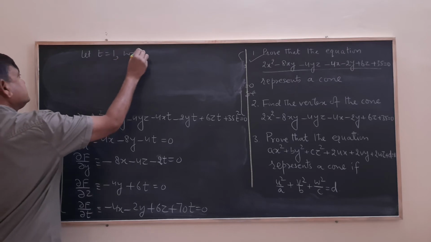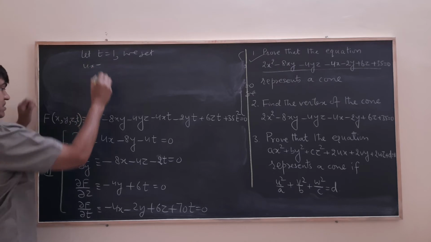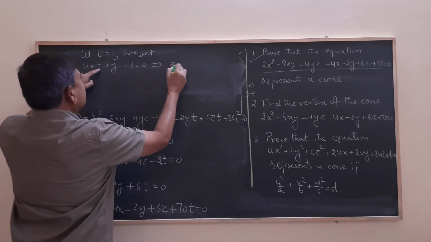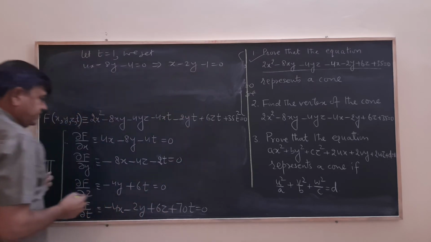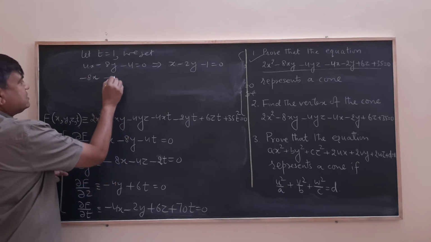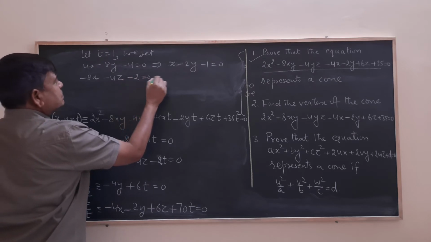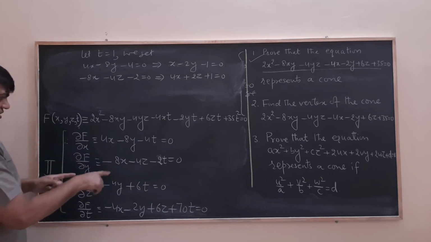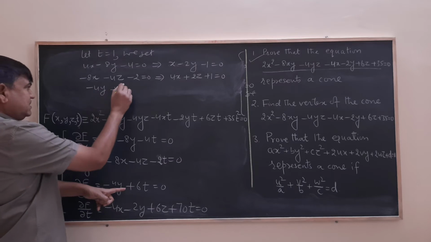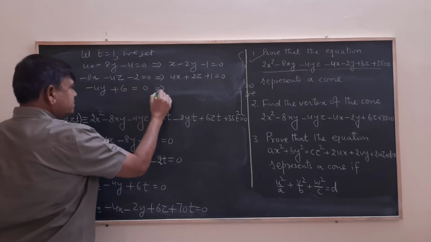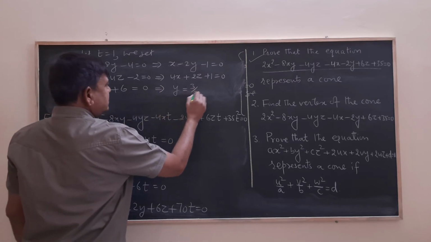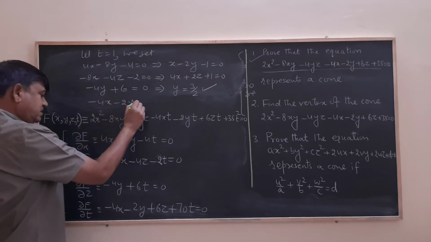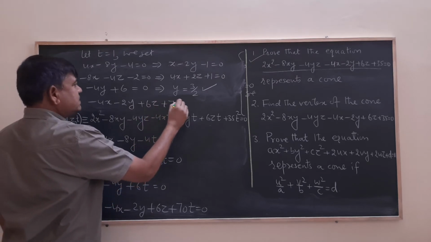Let t equals 1. We get 4x − 8y − 4 = 0. This implies x − 2y − 1 = 0. Then −8x − 4z − 2 = 0, which implies 4x + 2z + 1 = 0. Then this one: −4y + 6 (t means 1) equals 0. So this implies y = 3/2. We have obtained the value of y. Then the last one is −4x − 2y + 6z + 70t = 0.